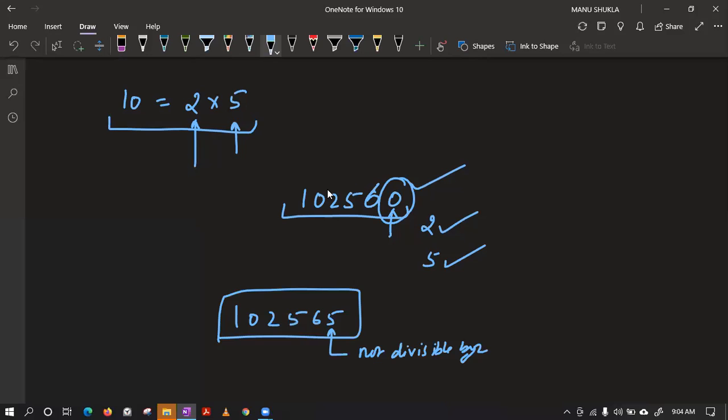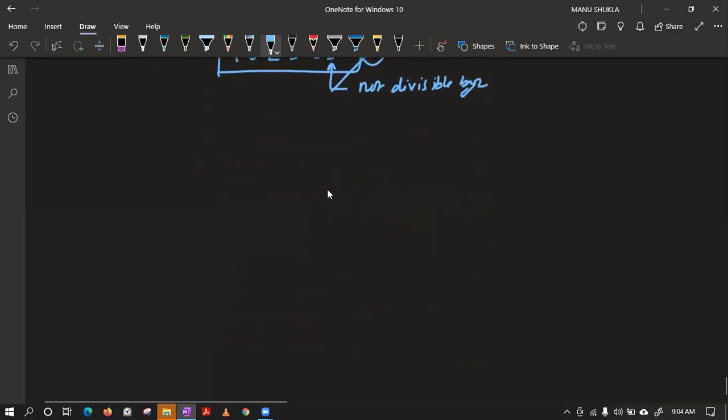But divisible by 5, but we need to find for both the numbers. So this number is not divisible by 10. Okay. The next number that we need to understand is 11.